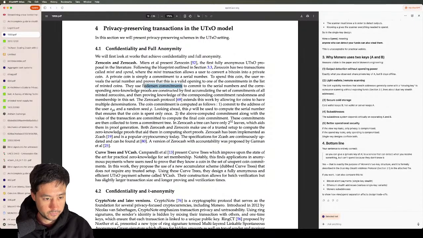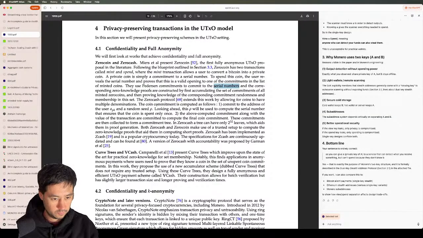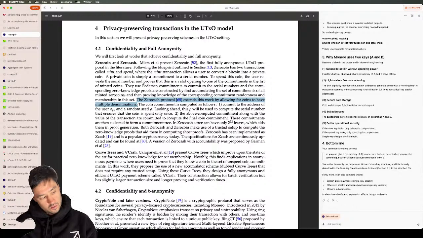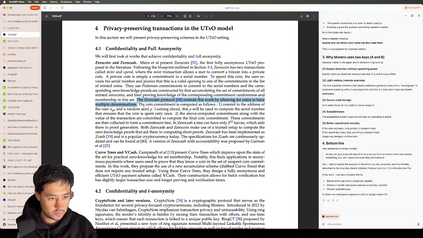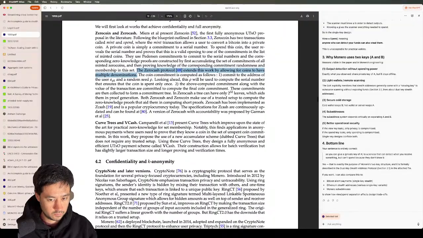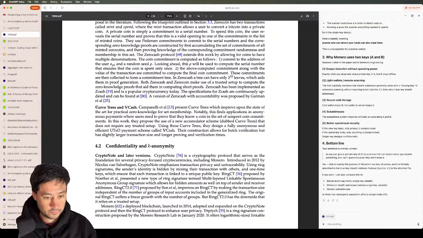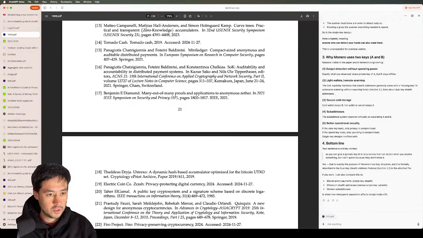Pedersen commitments. They did include serial numbers at first and then they fixed that bug. All right. I mean, the CT paper added that, right? It's not from Zerocash. Curve trees and Vega, that I don't know what that is. Isn't my co-author in this one? Yeah, my co-author, my co-founder.